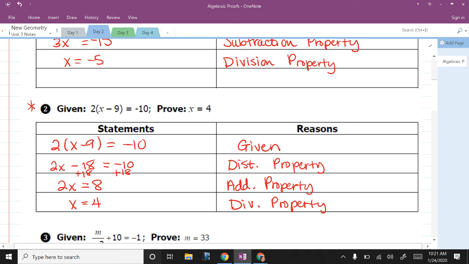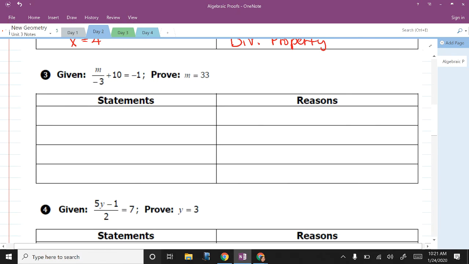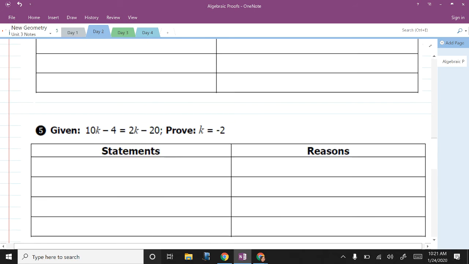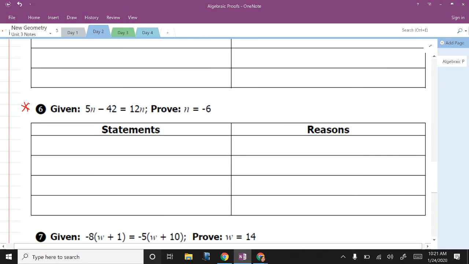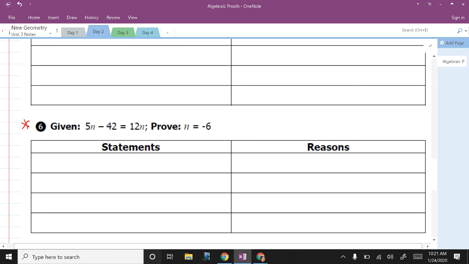Not so bad, is it? You can solve an equation, you can do this, right? Let's skip to number 6. Okay, this one has a variable on both sides, right? Y'all see that? So what do I write down for my first statement?